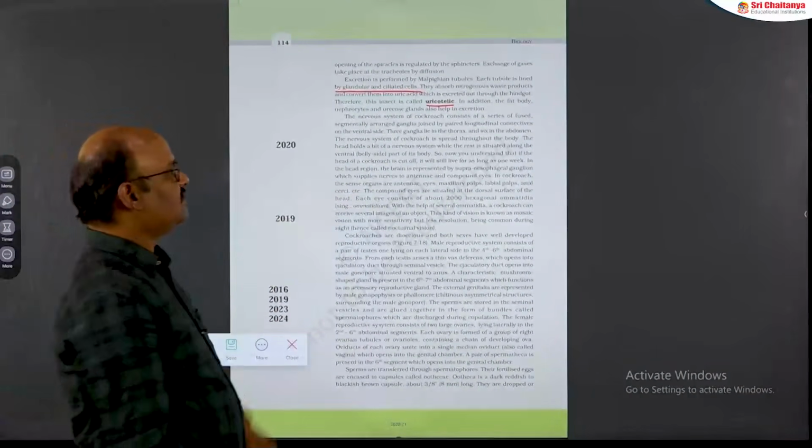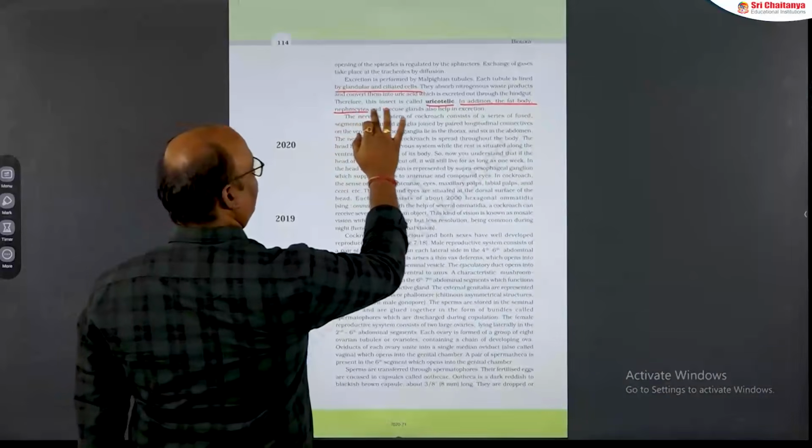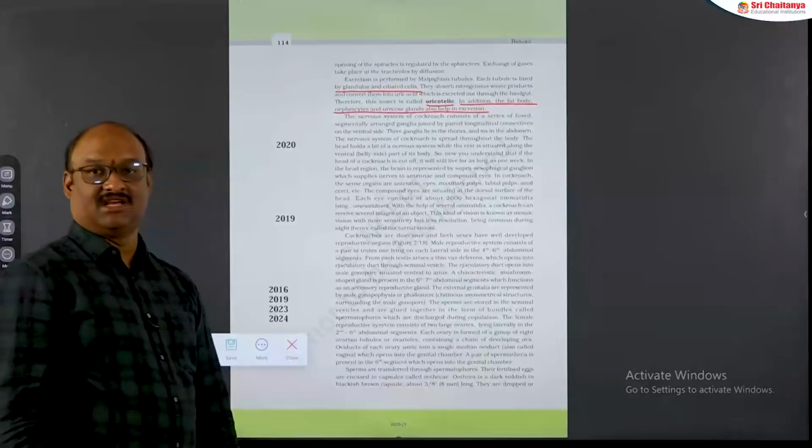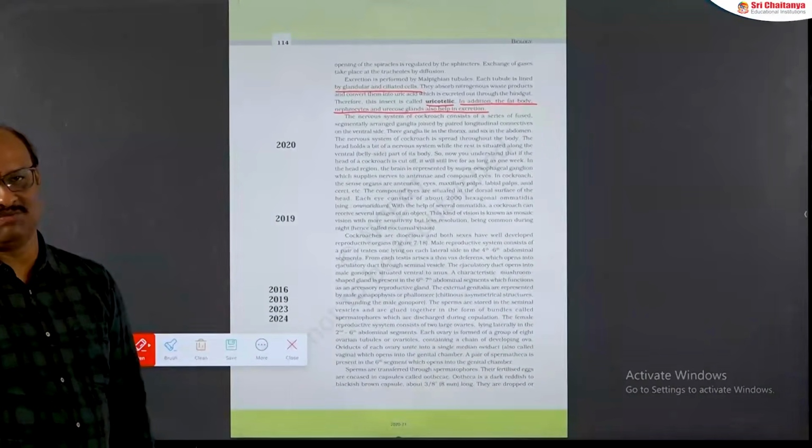And there was also a question based on the additional excretory organs present in the cockroach: fat bodies, nephrocytes and uricose glands. Uricose glands are present only in males, not in females. There was a question based on this before.